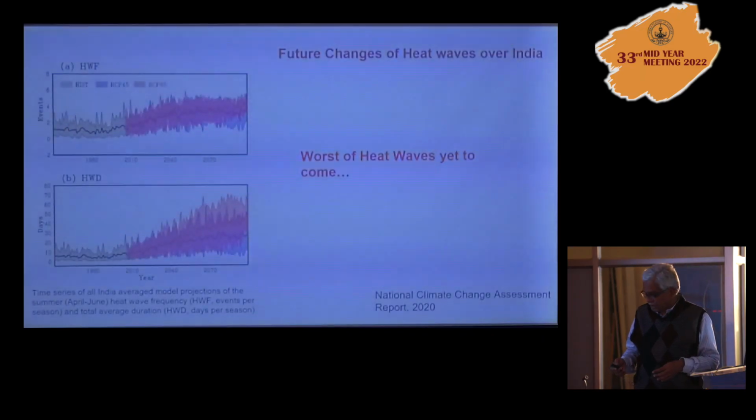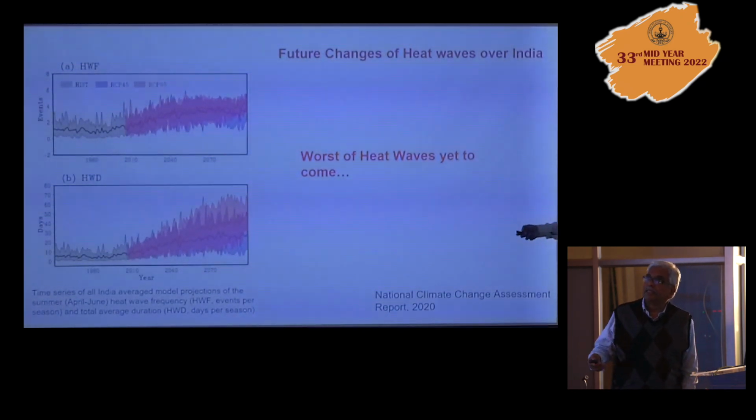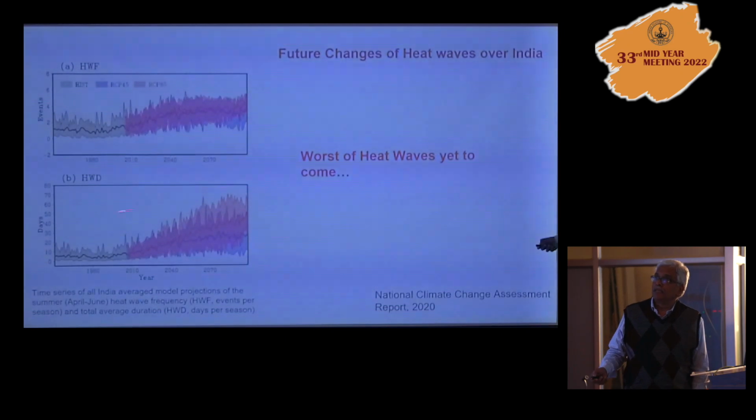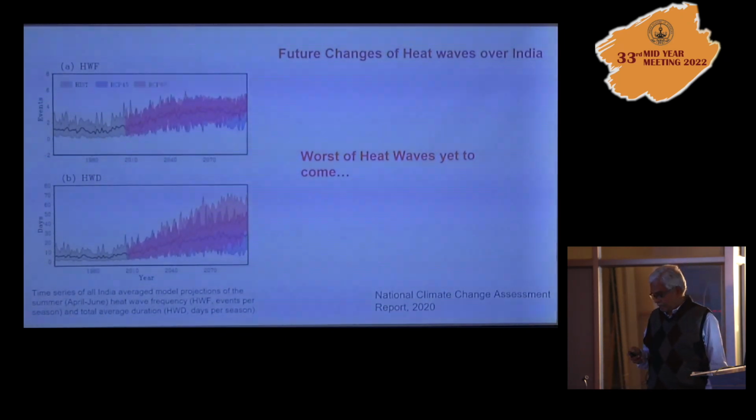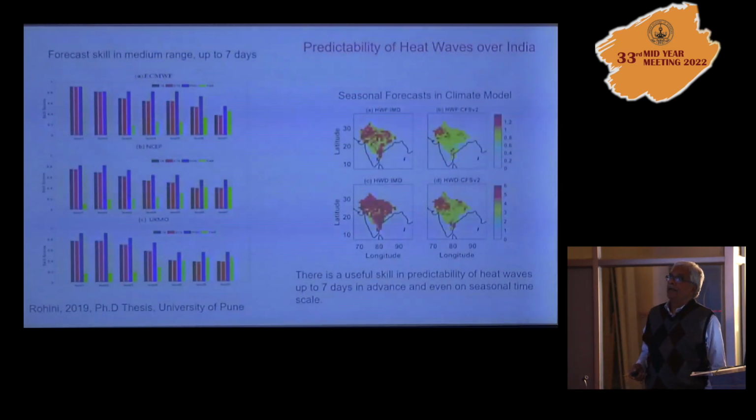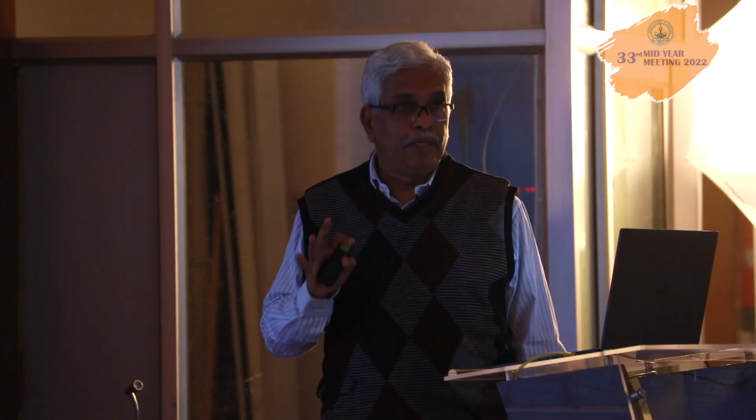And so this is the future. This is a future projection of heat waves, worst heat waves yet to come, from the National Climate Change Assessment Report, where you can very clearly see that heat wave frequency as well as heat wave duration is increasing. And thanks to our efforts, our predictive capability of heat waves is now good, even at short range time scales up to 7 to 8 days.